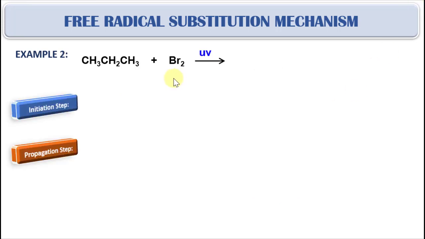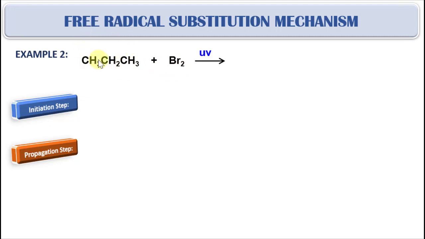Now, let's have a look at the second example. So here I have propane undergoing monobromination. Since propane has two different types of hydrogen, which are non-equivalent, we know that when propane undergoes monobromination, it will give two different haloalkane products.